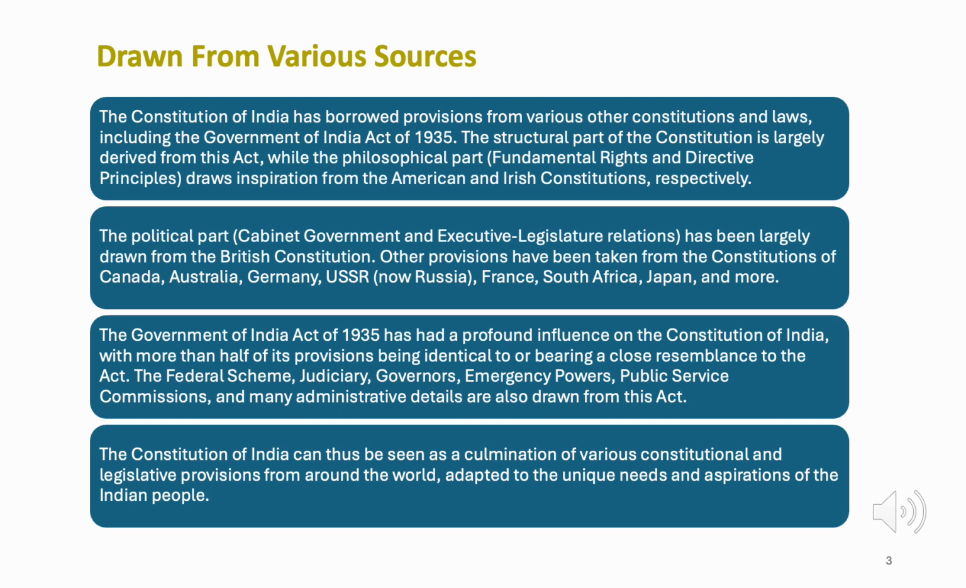The Government of India Act of 1935 has had a profound influence on the Constitution of India, with more than half of its provisions being identical to or bearing a close resemblance to the Act. The federal scheme, judiciary, governors, emergency powers, public service commissions, and many administrative details are also drawn from this Act. The Constitution of India can thus be seen as a culmination of various constitutional and legislative provisions from around the world, adapted to the unique needs and aspirations of the Indian people.